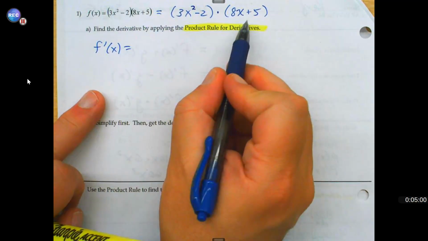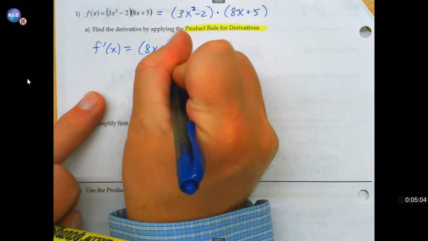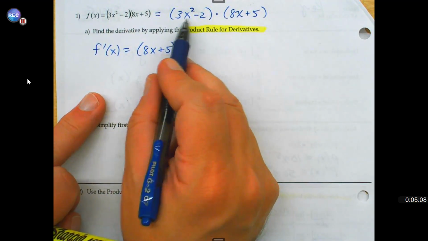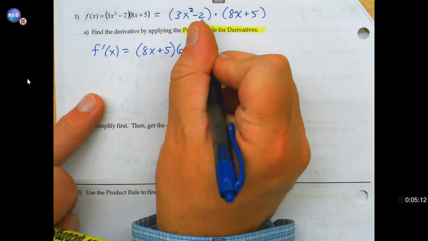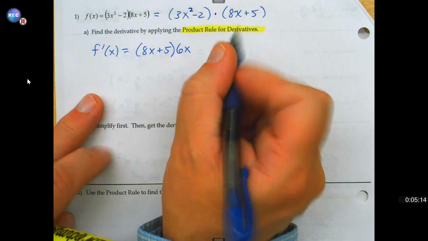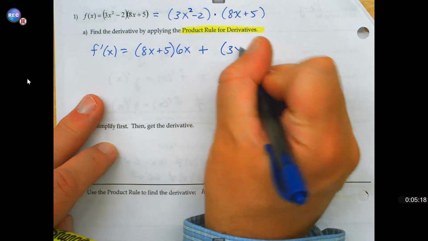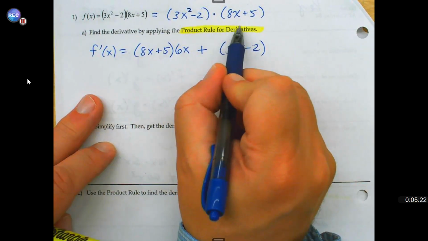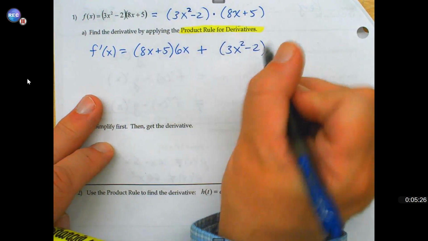is me keeping the second factor the way it is, multiplying it by the derivative of the first factor. So if I use my power rule, this will go to 6x, and then the minus 2's derivative is 0. I'm going to add to that the first factor the way it is. We just leave it alone, multiplied by the derivative of the second factor. So that guy's derivative would just be 8.